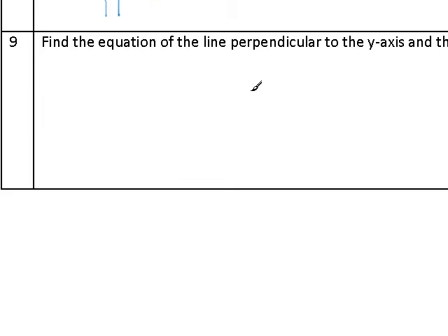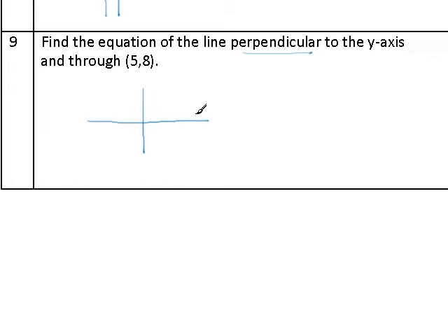And now in number 9, we want to find the equation of the line perpendicular to the y-axis and through this point. So again, let's draw a little picture. Here's the x, here's the y. I'm just going to draw a line perpendicular to the y-axis. All right, so I see now we're talking about a horizontal line. Now horizontal lines have equations of the form y equal b. So in our case, our line goes through 5, 8. Here's the y-coordinate. So the equation of our line is y equal 8.